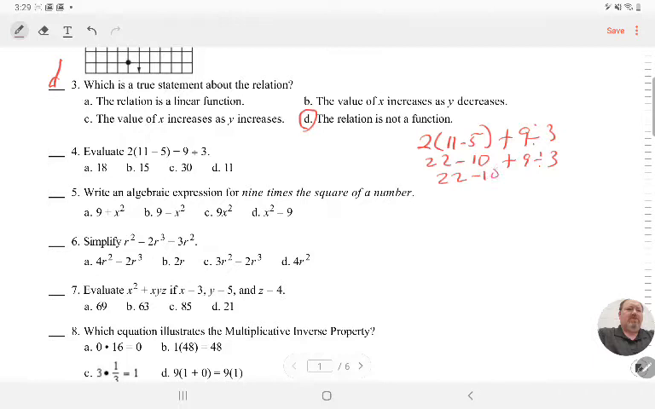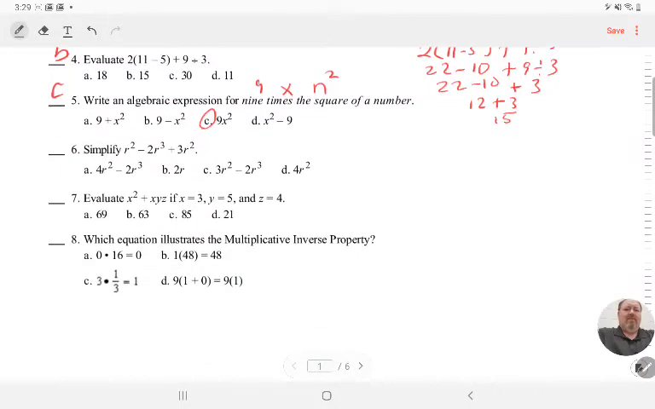So 22 minus 10 plus 9 divided by 3 is 3. Now left to right, 22 minus 10 would be 12. 12 plus 3 is 15, and that is B. Okay? Number 5, write an algebraic expression for 9 times the square of a number. So 9 times, so we have a multiplication problem. 9 times the square of a number, so a number squared, and that puts us at C.